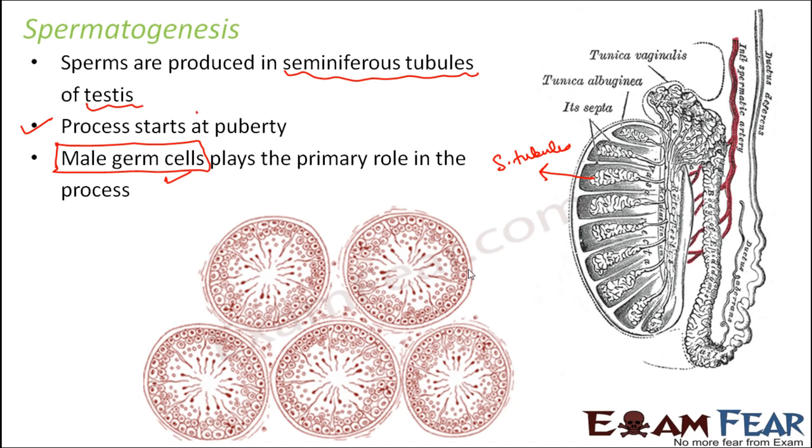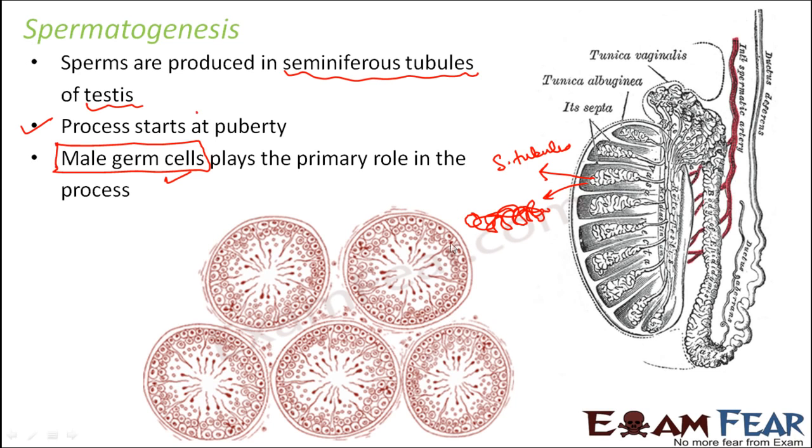If you look at the cross section of a seminiferous tubule, each of these tubules is like a coiled structure like this. It is a highly coiled tube-like structure. If you take any small section and look at the cross section of that tubule, this is how the cross section would look like. So this is the cross section of each seminiferous tubule.